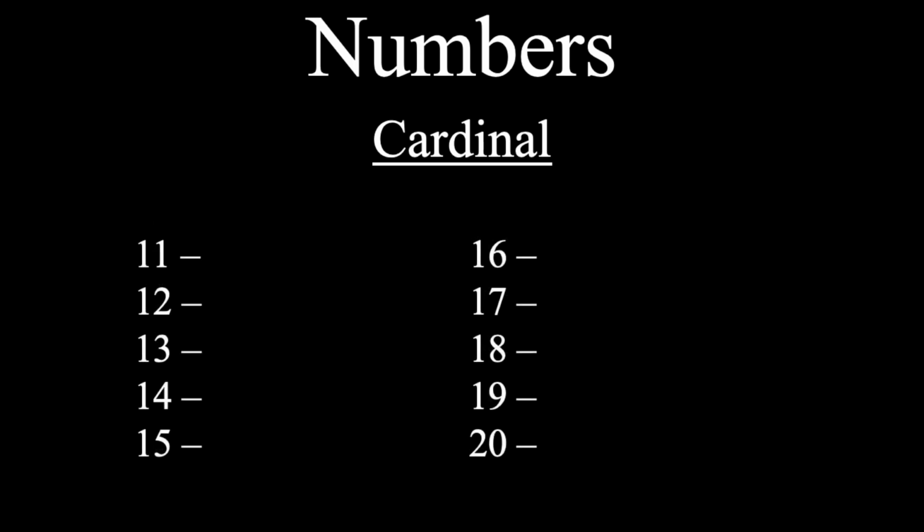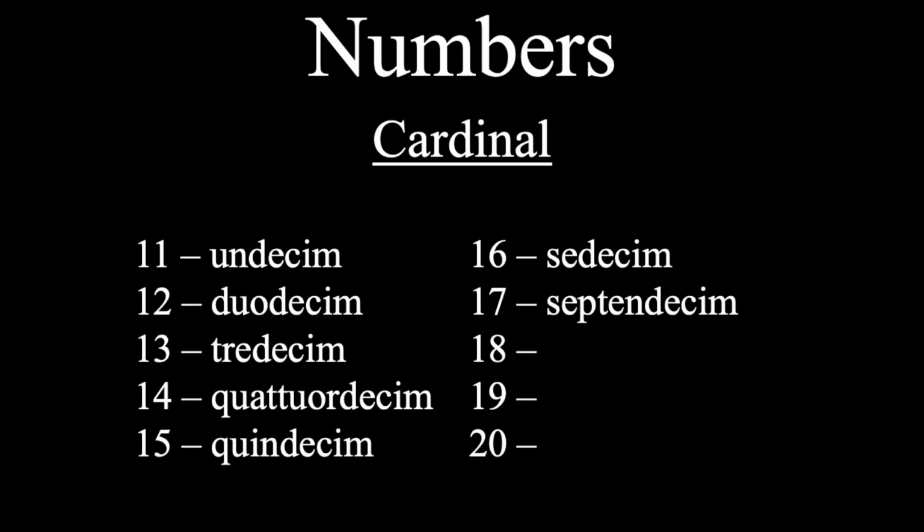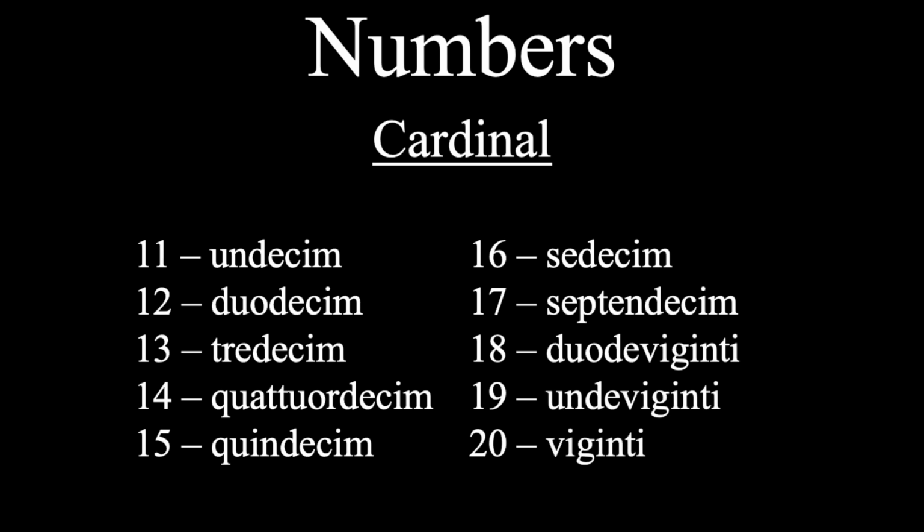Okay, let's look at the teen numbers now. We have undecim, duodecim, tredecim, quattuordecim, quindecim, sedecim, septendecim. Thus far, we're obviously just taking the word for 10, which is decem, and then adding other numbers to the front of that. But with 18, we actually get a change. The word for 18 is duodeviginti. 19 is undeviginti, and 20 is viginti.